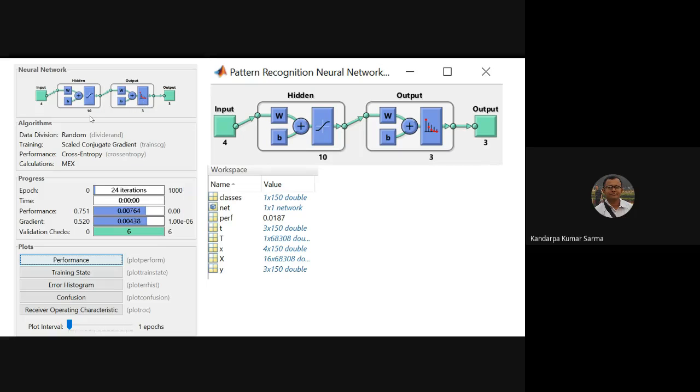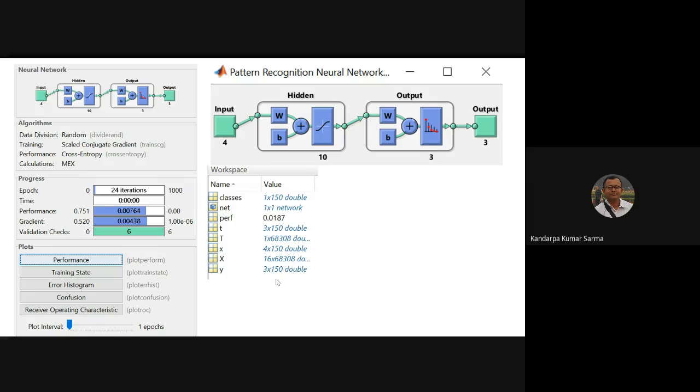So here is the training time depiction, the neural net structure generated. The middle layer will have 10 neurons, and the output layer will have three neurons, because there are three classes. The different variables created during the training are shown there in the workspace.